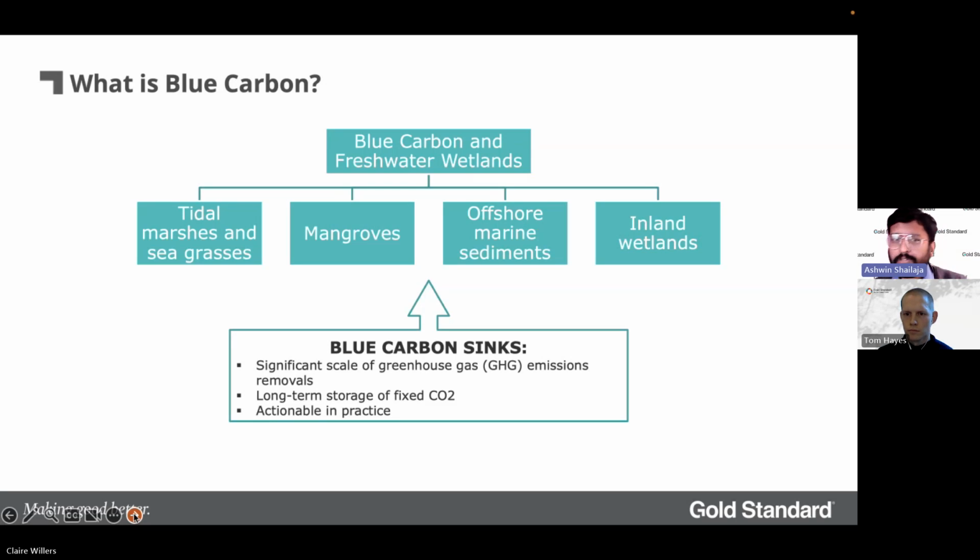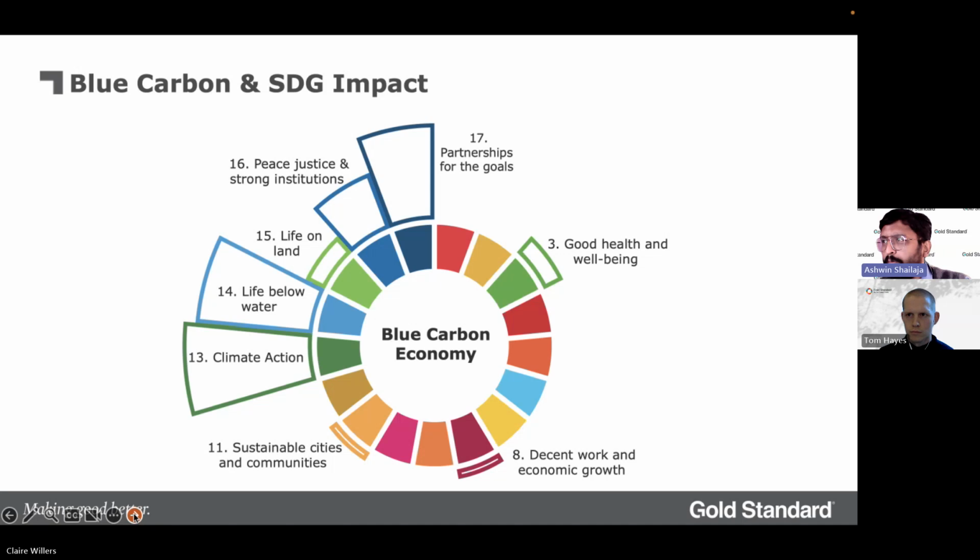But before we jump into the technical nitty-gritties of the BlueCarbon and freshwater wetlands activity requirements, I would like to touch upon what Tom hinted at: why we even went about developing the BlueCarbon activity requirements. Next slide, please. As Tom mentioned, it's a critical ecosystem.